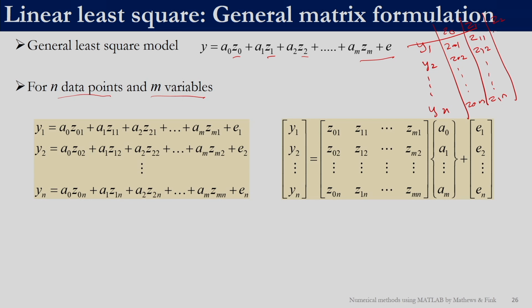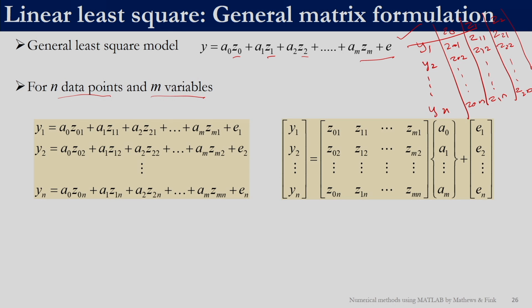So, z2 is the variable: the first point of the z2 variable, the second point of the z2 variable, and the nth point of the z2 variable. Similarly, we can extend it to m variables. So, this is given, or this can be obtained from whatever data is given. These are our equations, these are our data points.